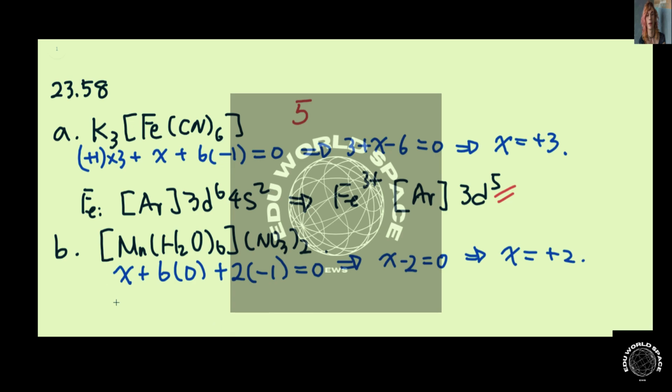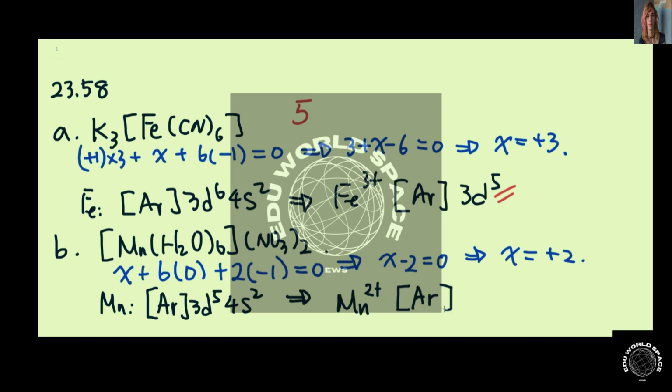Alright, so the electron configuration for the metal manganese in its original state was [Ar] 3d5 4s2. So after it loses 2 valence electrons, you will get manganese 2 plus, and its electron configuration is [Ar] 3d5. So the valence electrons in the d orbital for manganese is also 5.